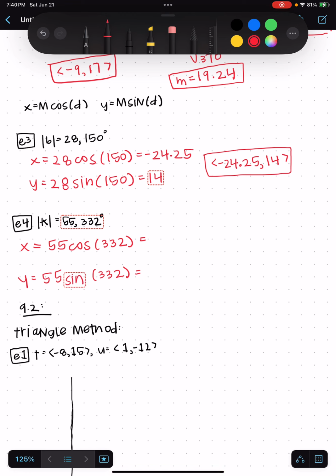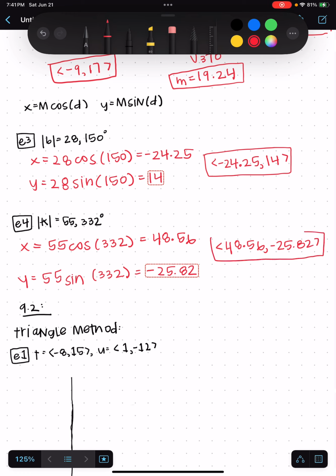So for x, 55 cosine of 332, I get 48.56. And then for y with the sine of 332, I get negative 25.82. So the component form of the vector would be 48.56, comma, negative 25.82. So there's my answer there. Okay, so that's how we do the examples for 9.1.